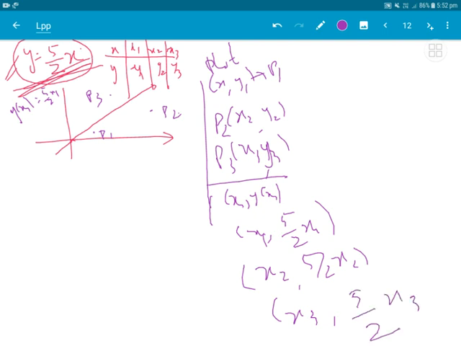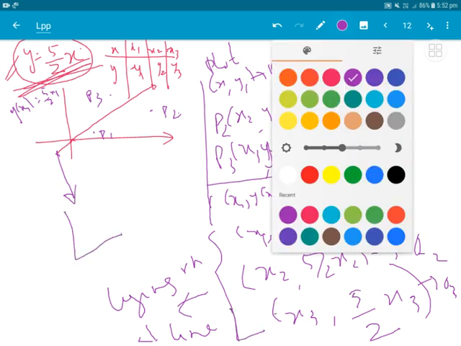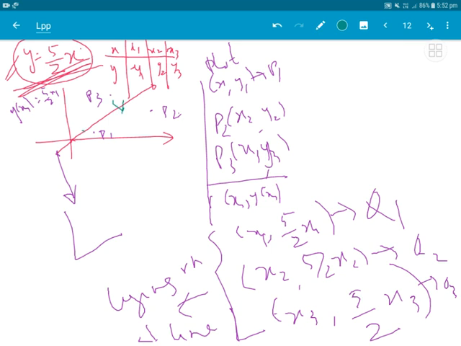y equals 5 by 2 x3. Okay, so this one we will say, suppose q1, this is q2, this is q3. All these points are lying on the straight line which you have drawn, y equal to 5 by 2x, straight line L. So suppose you are just getting this one as your point, this one as your point, this one as your point. Okay, so now what we will do, you will just consider this distance here. Again you will consider, say suppose this is the point, this is the distance here, again this distance here. Okay, so this is the residual which will be coming.